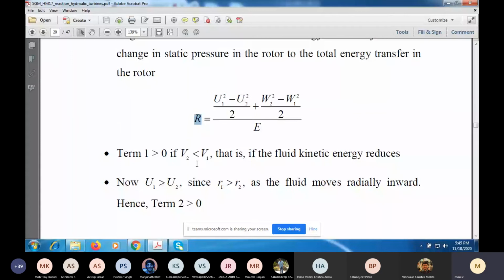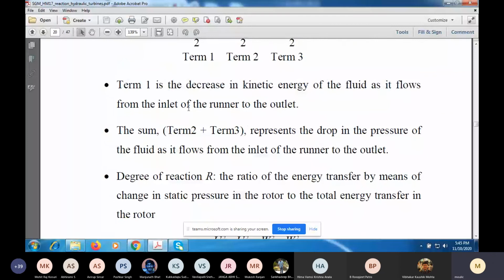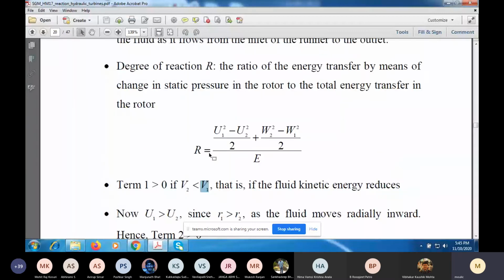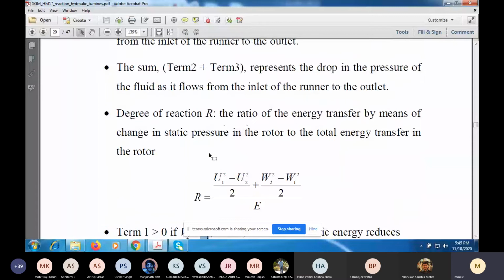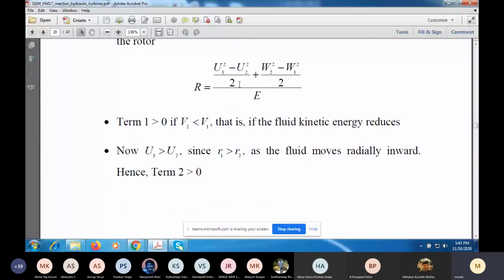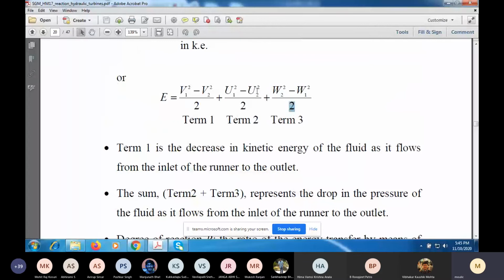Now, the first term here will be positive if V2 is less than V1. That is, you want the fluid absolute kinetic energy to reduce. So the absolute velocity of the fluid at the exit of the runner should be less. Then this term will be positive. Now, the middle term is always positive because the fluid is moving radially inwards. Okay. And if you look at the last term, here I have written it in the form of plus W2 square minus W1 square, or here it is minus of this.